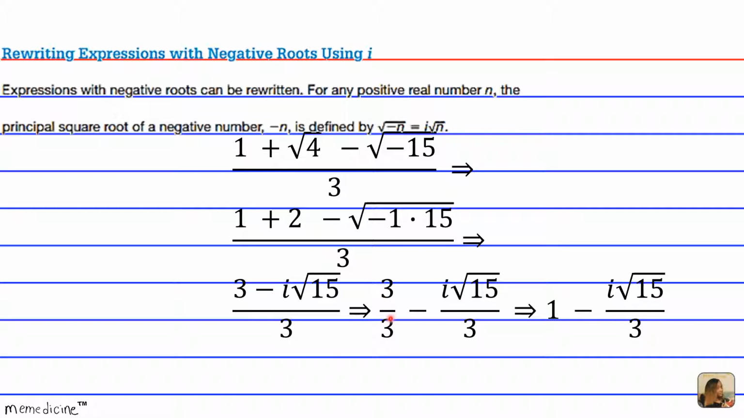So 3 over 3 minus i times the square root of 15 over 3, or 1, because 3 over 3 is 1, minus i times the square root of 15 over 3, okay? I might have misspoken somewhere over here, and if I did, I'm sorry. So this would be our final answer. 1 minus i times the square root of 15 over 3. All right? Okay.